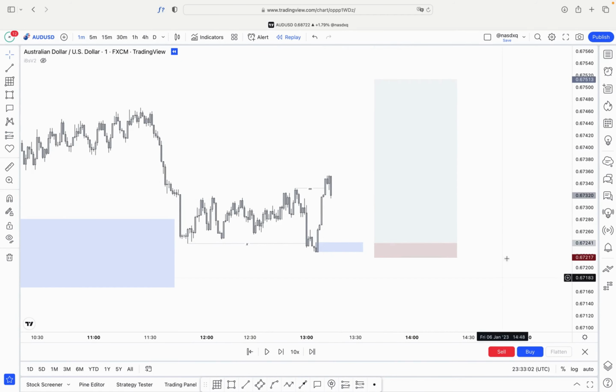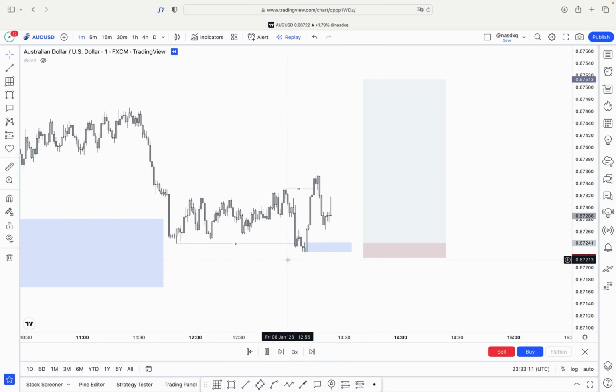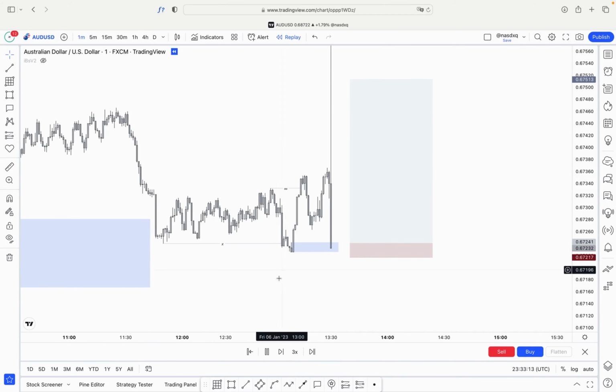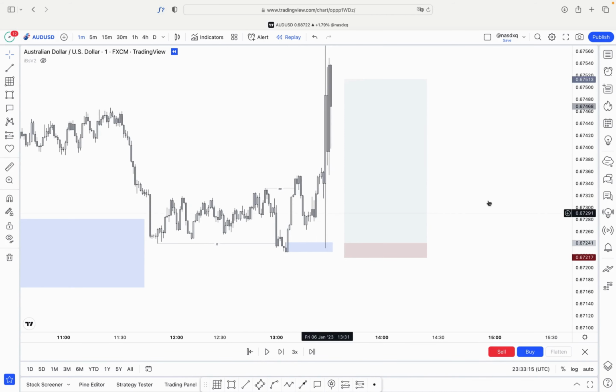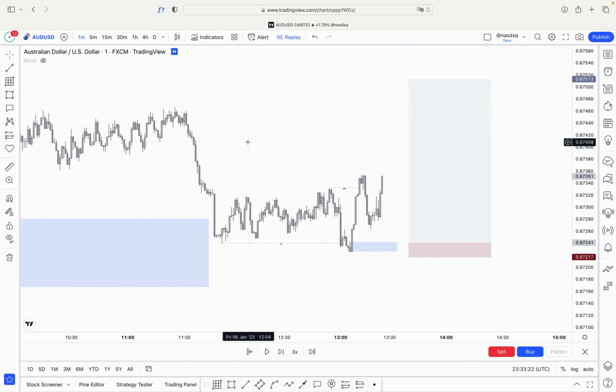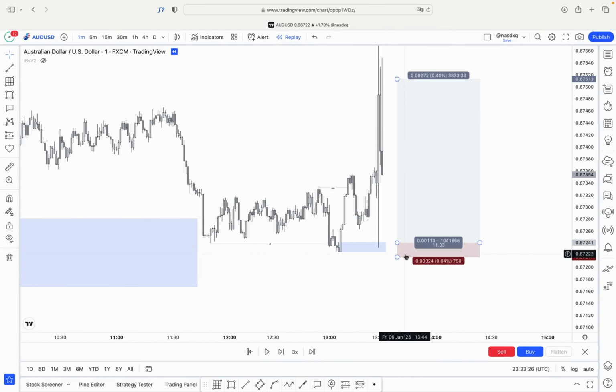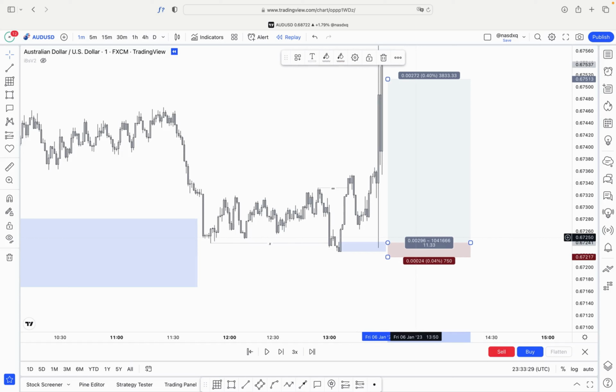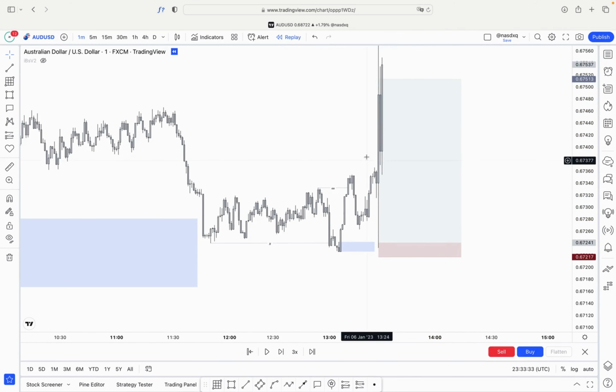For me, I just want to see if this tags in before I set up any target points. If I just play this at 3 times speed, you'll see what happens. At this point, I'm thinking, okay, it's run away from me. Once we started moving up here, I thought, okay, it's going to be a missed entry. But obviously, with the help from NFP on Friday, you can see we got a beautiful mitigation there of the zone I was looking at.